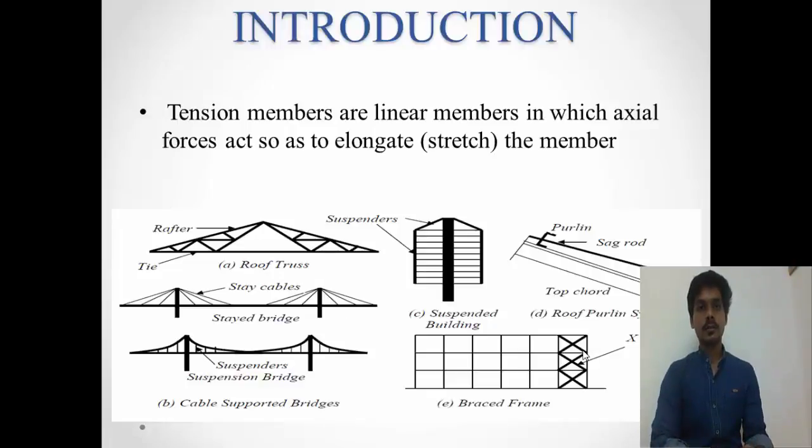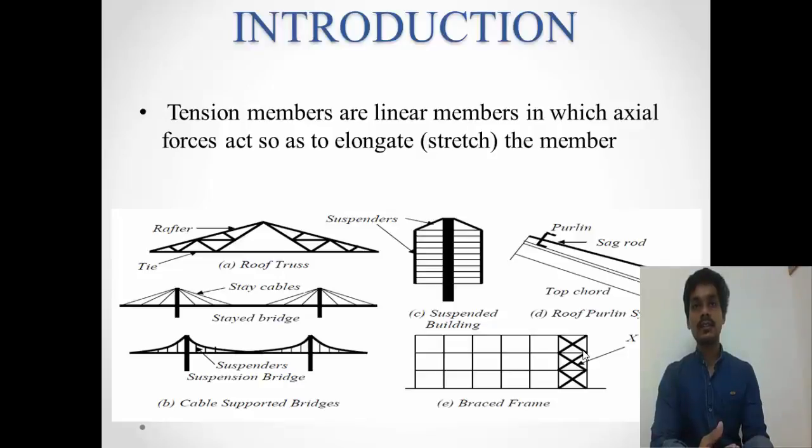Overview of tension members. Tension members are linear members in which axial force acts so as to elongate the member. A rope is an example of a tension member. A tension member carries loads most efficiently since the entire cross section is subjected to uniform stresses. Unlike compression members, they do not fail by buckling.